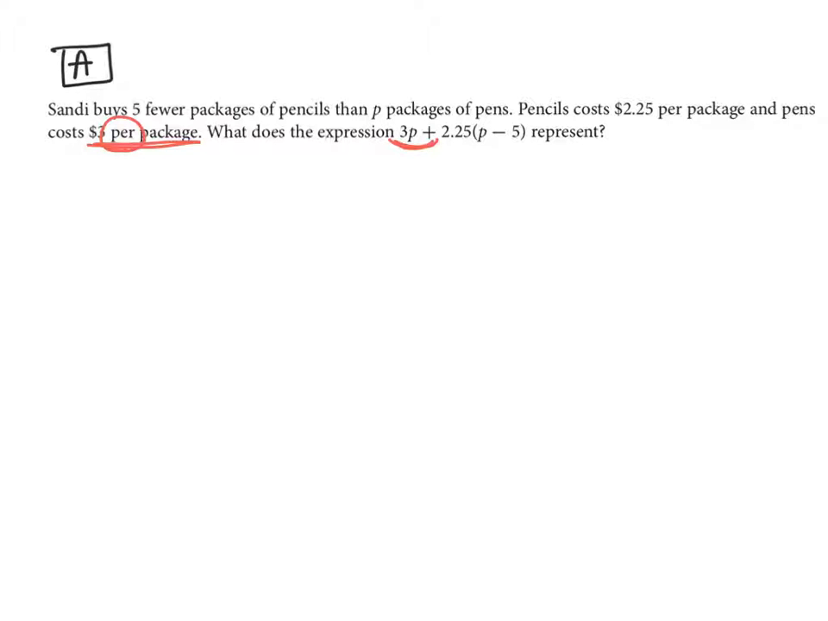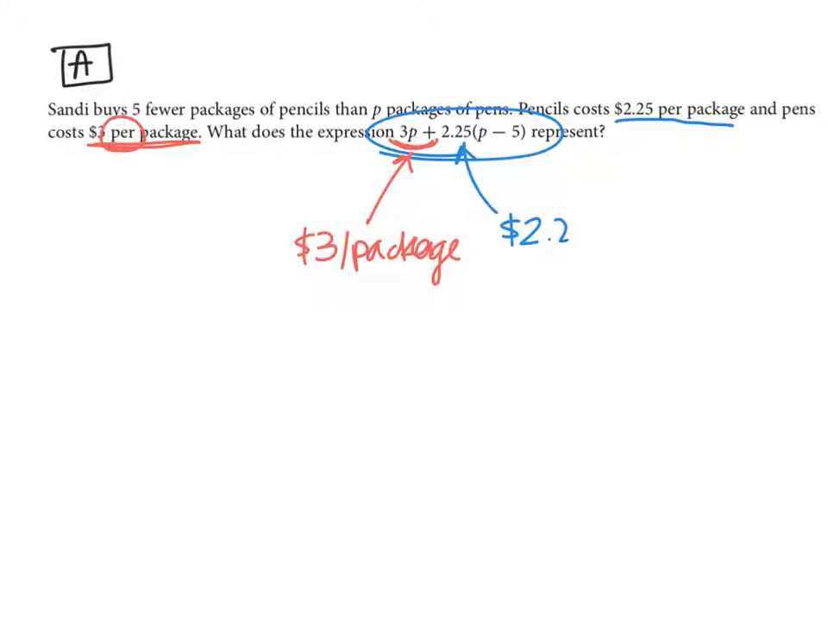So if you are writing notes in your notes, you may just copy this statement and we'll just write down what each means. So this one is $3 per package. That's what that part stands for. Okay, and then $2.25 per package. So that's what this one is, $2.25 per package. And this time we're talking about a different item. We're talking about pencils, and we know that there are 5 less pencils. So this section right here tells us that we have 5 less than.